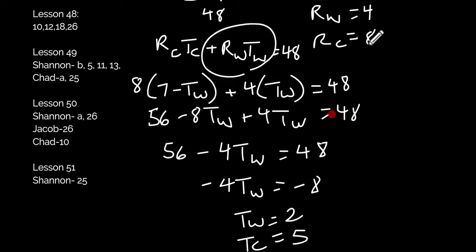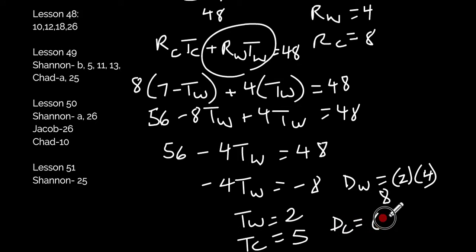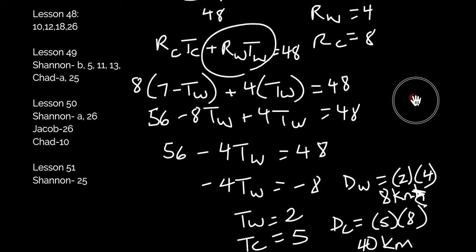Time walking is 2, rate walking is 4. So the distance walking is 2 times 4, which is 8. And the distance riding in the chariot would be 5 times 8, which is 40. We want to put our units on there. It's kilometers per hour, so kilometers, no, it's just kilometers because it's distance. Kilometers. Okay, let's go on to the next problem.